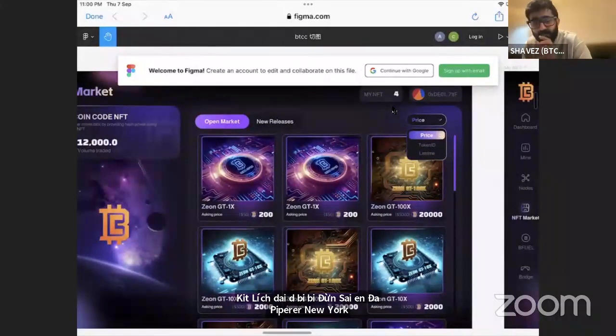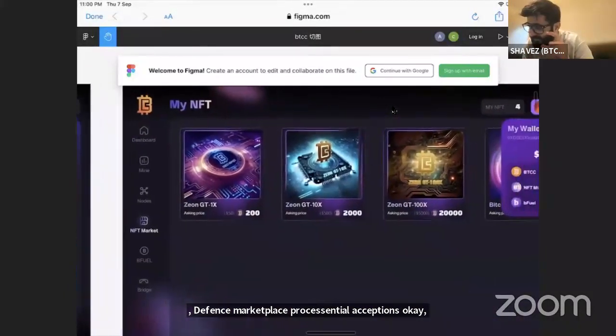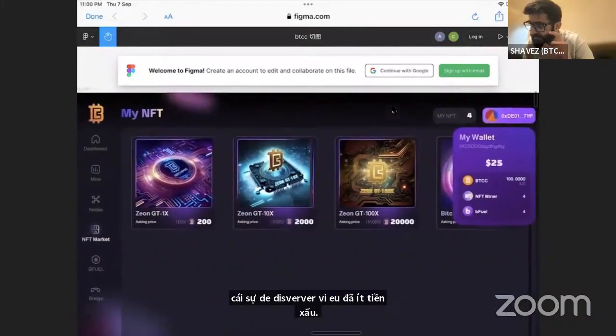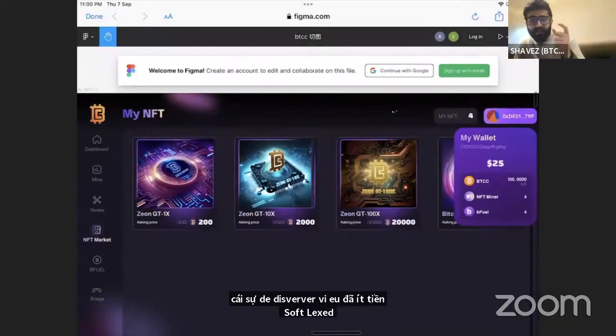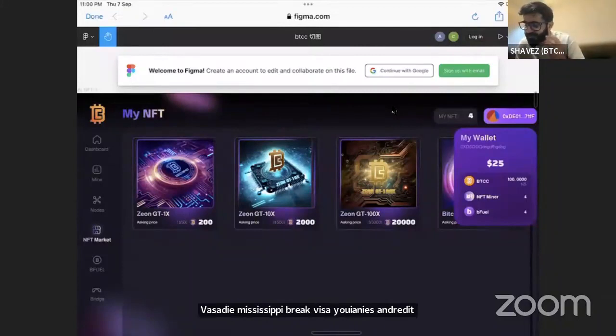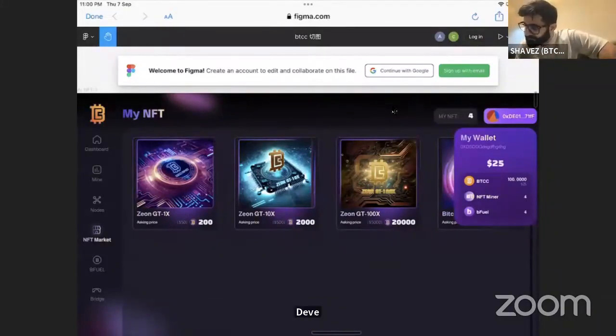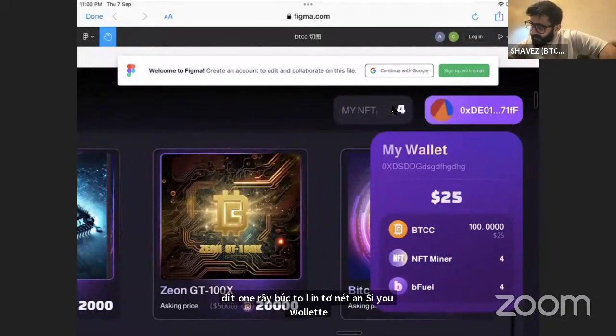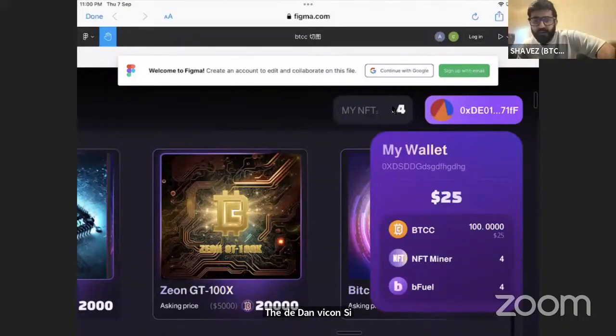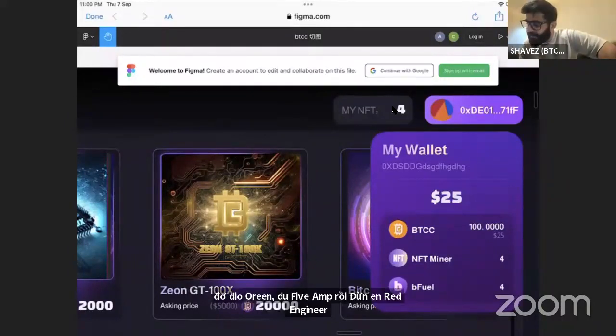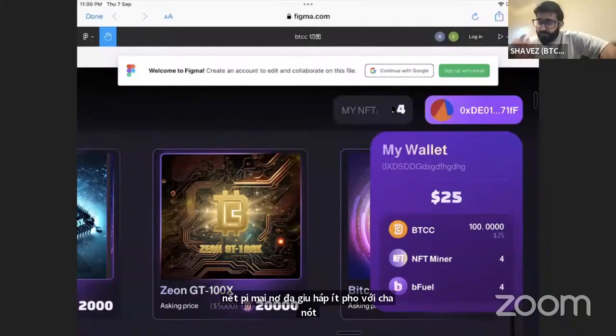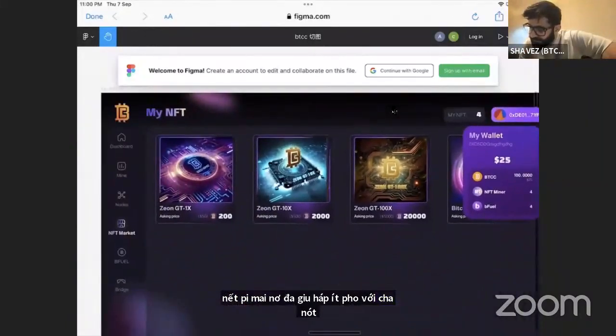And this is not it. People will be able to see the details. So let's say these are the miners that you are selling, right? These are your miners, NFTs that you're selling, and you have set the price like this, 200, 2000, 20,000. And see, your wallet is showing. When you click on your profile, the wallet will show your mined BTCC, the value. As in the design, we considered 0.25, so it is 125 dollars worth of BTCC. And then NFT miners that you have is 4, which are not mining. And the B fuel that you have is 4. So this is how you will access the details.